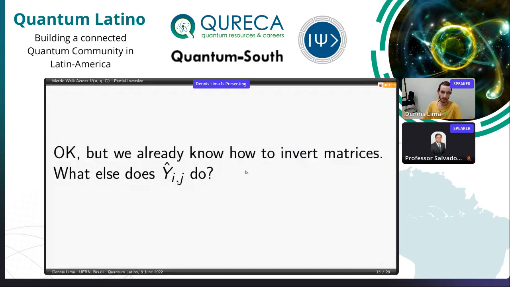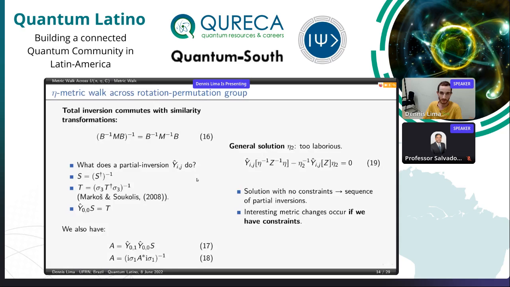Okay, what else does Y do? We already know how to invert matrices. So what can we make of this new group? Not so new, but what can we make of it? Total inversion commutes with similarity transformations.